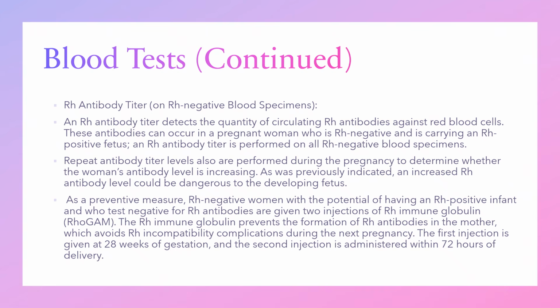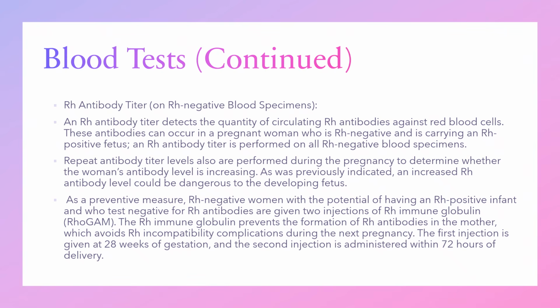Rh antibody titer or Rh negative blood specimens. An Rh antibody titer detects the quantity of circulating Rh antibodies against red blood cells. These can occur in a pregnant woman who is Rh negative and is carrying an Rh positive baby. The titer is performed on all Rh negative blood specimens. Repeat titer levels also are performed during the pregnancy to determine whether the woman's antibody level is increasing. As was previously indicated, an increased Rh antibody level could be dangerous to the developing baby.